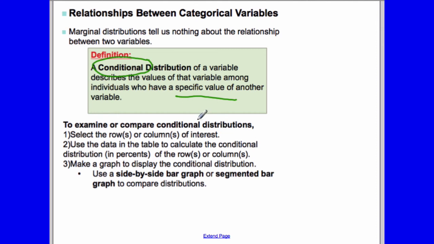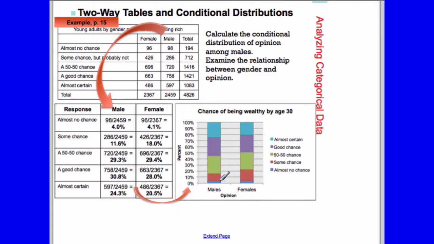To examine or compare conditional distributions, you're going to select the row or column of interest. Am I interested in males or females or chance of getting rich? Use the data in the table to calculate the conditional distribution, using the marginal distribution, and then make a graph using a side-by-side or what we call a segmented bar graph.